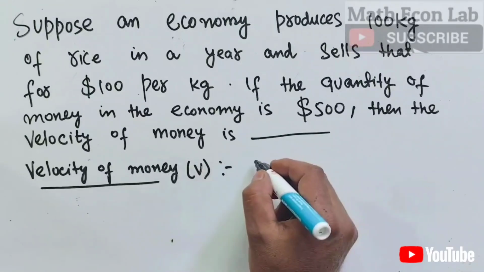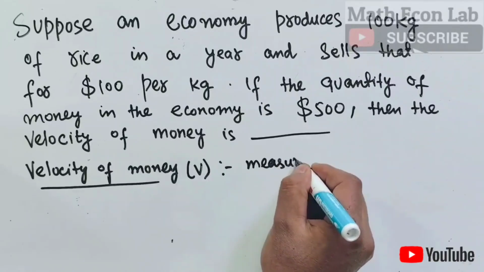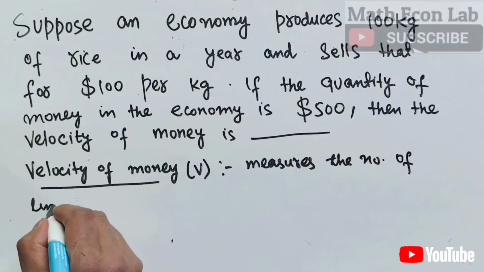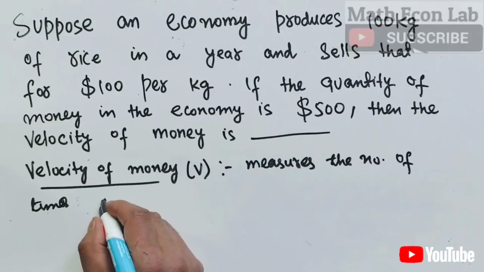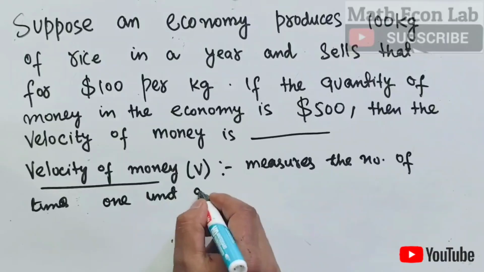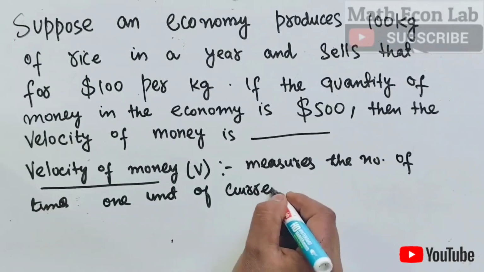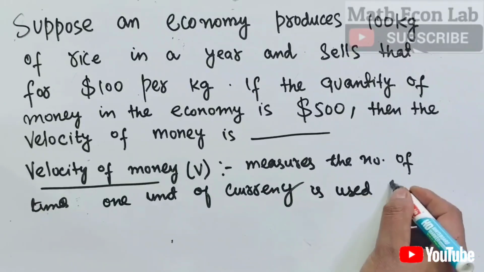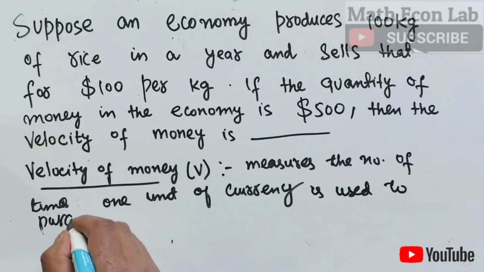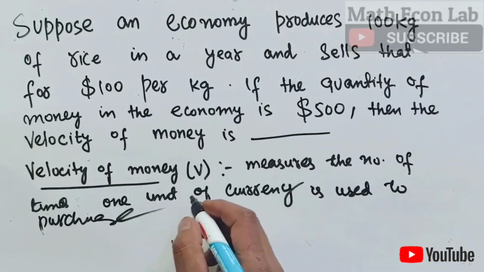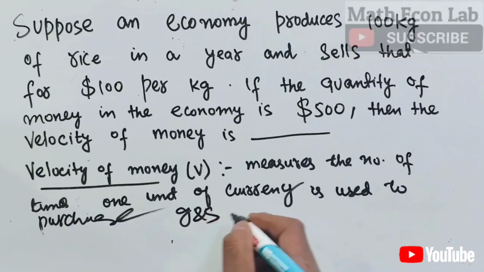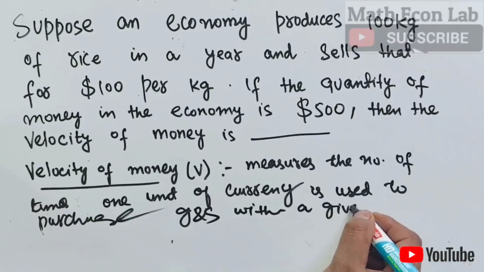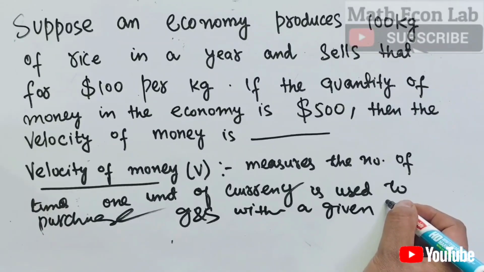That is, velocity of money measures the number of times one unit of currency is used to purchase goods and services within a given period.